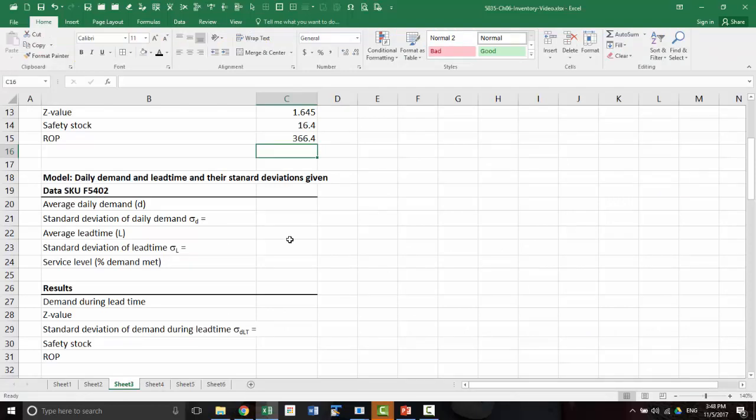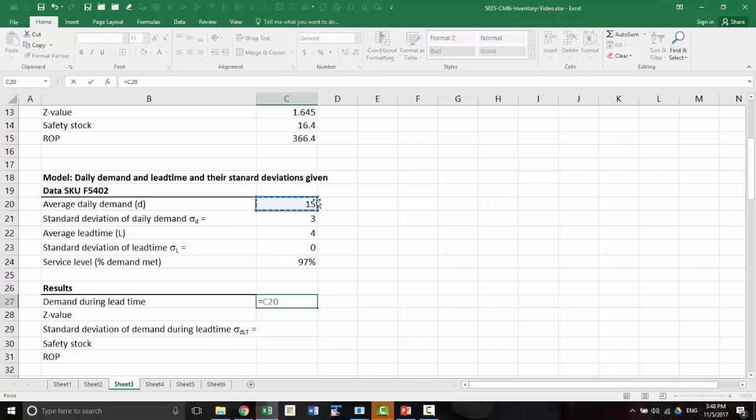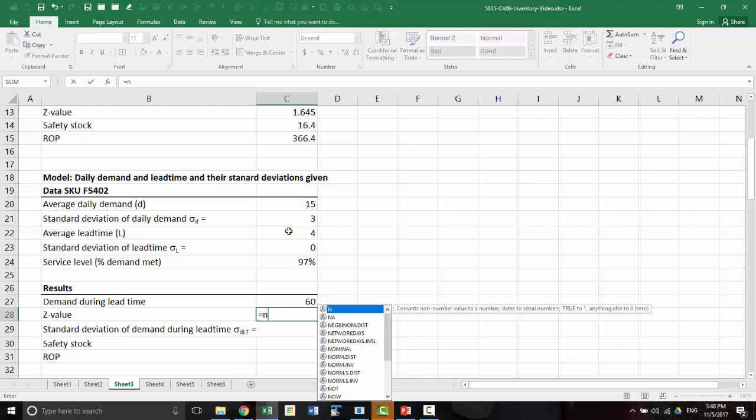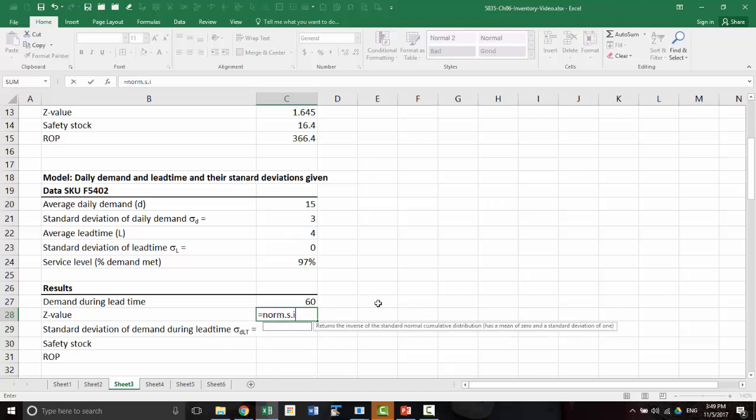So for 5402, we have an average demand of 15, standard deviation for demand is 3, lead time is constant 4, so the standard deviation for lead time is 0. Service level is 97%. Demand during lead time is the average demand times average lead time; of course, lead time is constant. Now the Z value is NORM.S.INV of that service level.